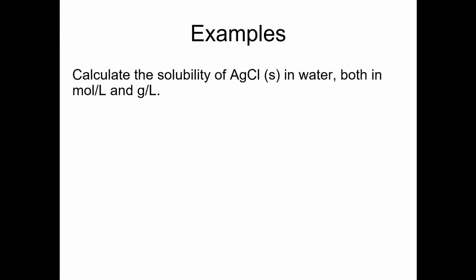So let's take an example of this. I'm going to start with a fairly straightforward example, which is the silver chloride example. Calculate the solubility of silver chloride in water, both in terms of molarity, moles per liter, and in terms of mass per unit volume, grams per liter. And so the first thing we do is write the equilibrium reaction. Solid silver chloride in water is going to partially dissolve to give you some silver ions and some chloride ions.